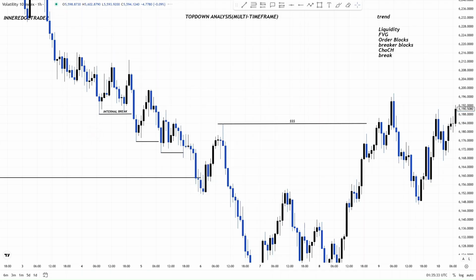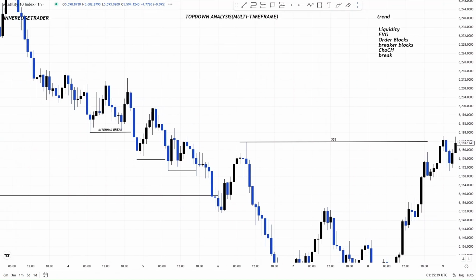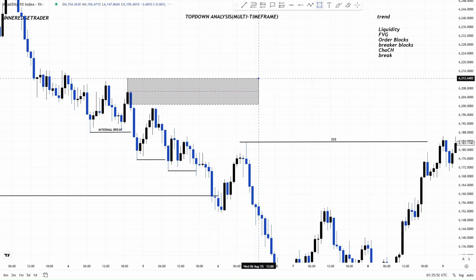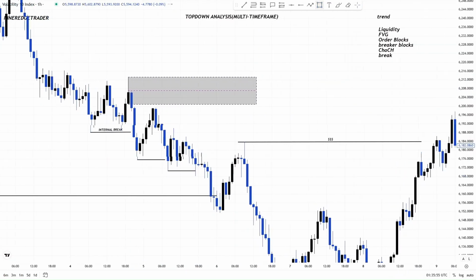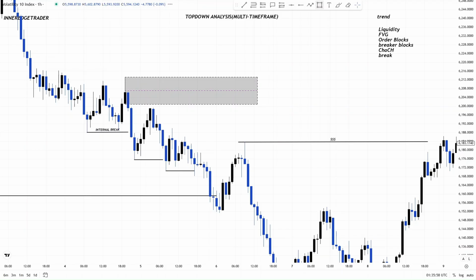Okay, so you can see the order block. Remember, you take note of your order blocks. So this is another order block. If you notice, there's no other candle as a fair value gap. This one is a fair value gap, the imbalance in the market.